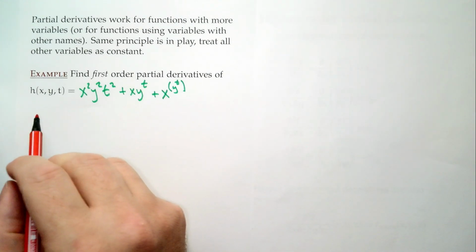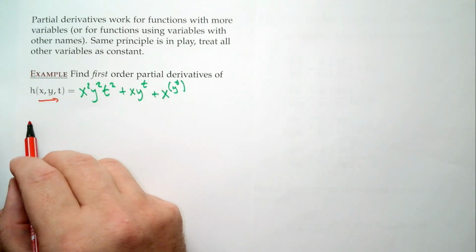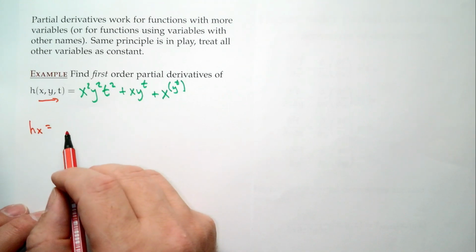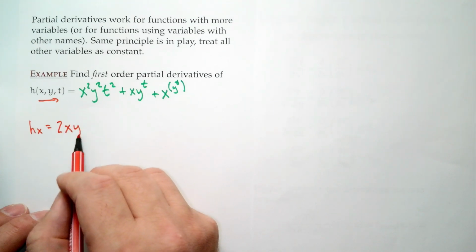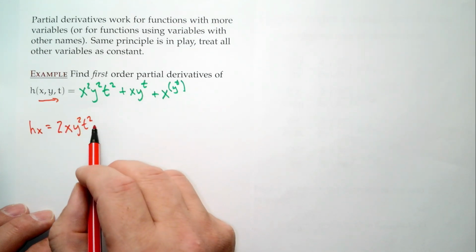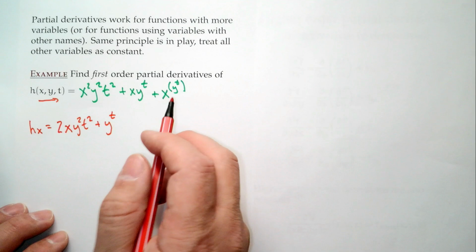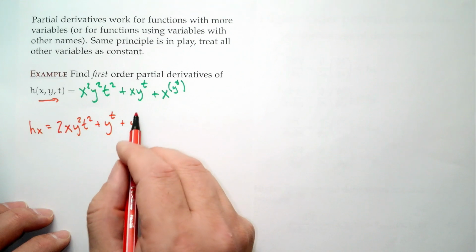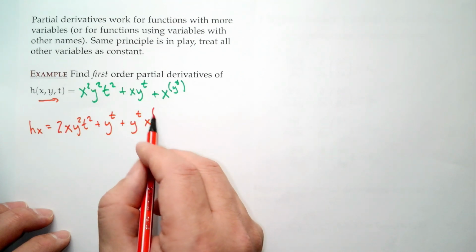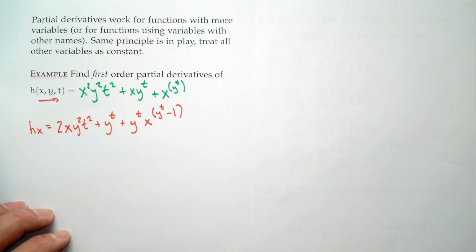It doesn't matter where we start, but we oftentimes go x, y, t, so h sub x. All right, the first part, not a big surprise, 2x. y squared, t squared. x times y to the t. Well, x is the part that varies, y to the t is a constant, so we'll end up with y to the t. And x to the power y to the t, well, the y to the t comes down. And then we're going to have x to what power? Y to the t minus 1. Okay, no surprises.